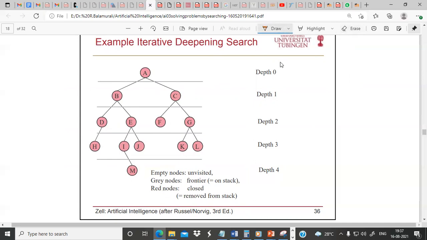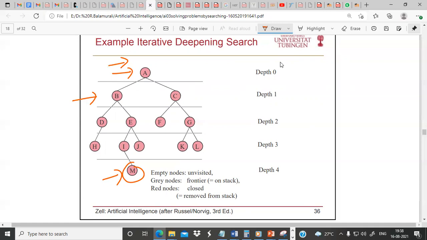Say for example, assume that M is the goal state. Then first we check whether the goal is at depth 0 or not. Then when you go to the second level, again the algorithm starts from the top. So once again we check whether the solution is at depth 0. No, then we check whether the solution is at depth 1. If the solution is not at depth 1, then we increase the depth level.